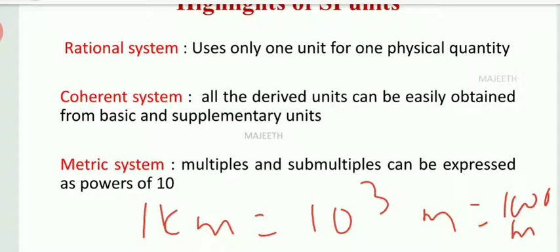So everything can be expressed in terms of tens. That's why it is known as metric system. That means multiples and submultiples can be expressed as a power of 10. Kilometer is a multiple, 10 power minus 3 is a submultiple. Those things are expressed in terms of power of 10.